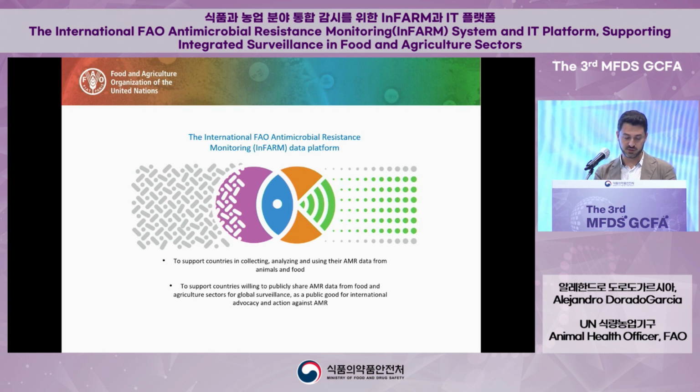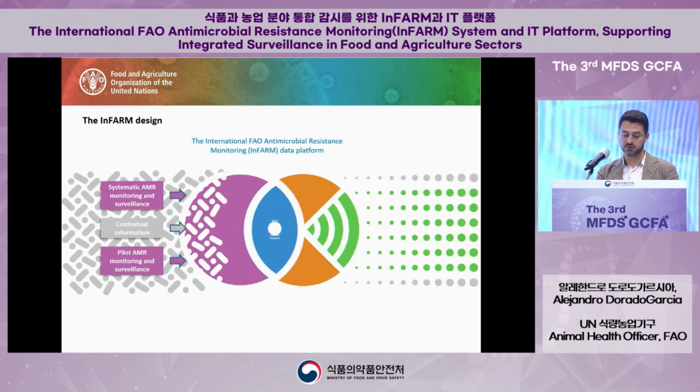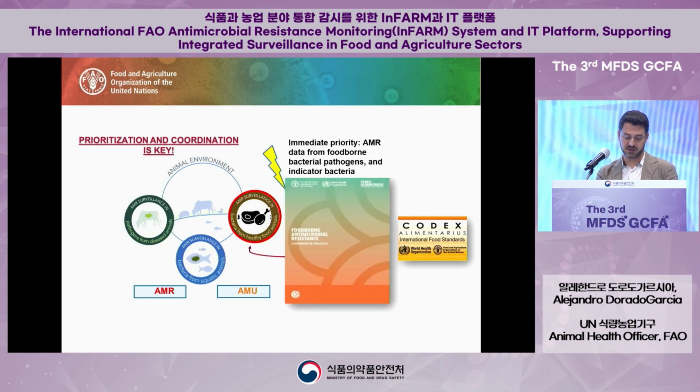And this is what we will be supporting for countries. So when we talk about surveillance in food and agriculture, we always have different objectives. We always talk about the public health objective. We also talk about the animal health objective. So these are the main objectives that we have for antimicrobial resistance surveillance in food and agriculture.